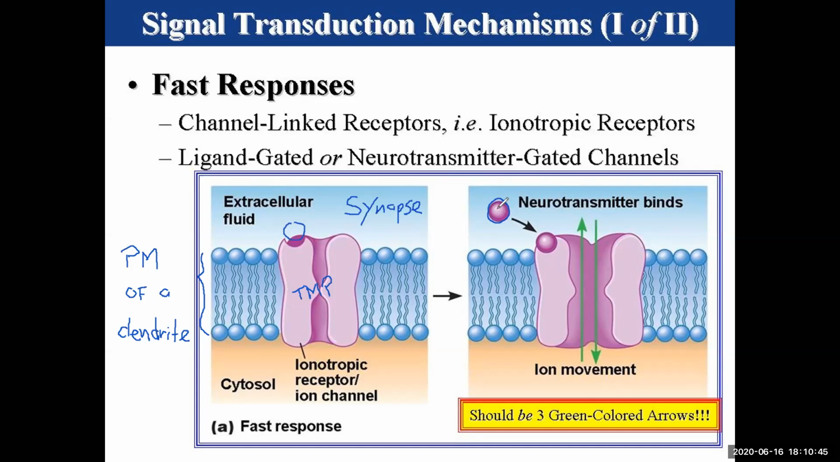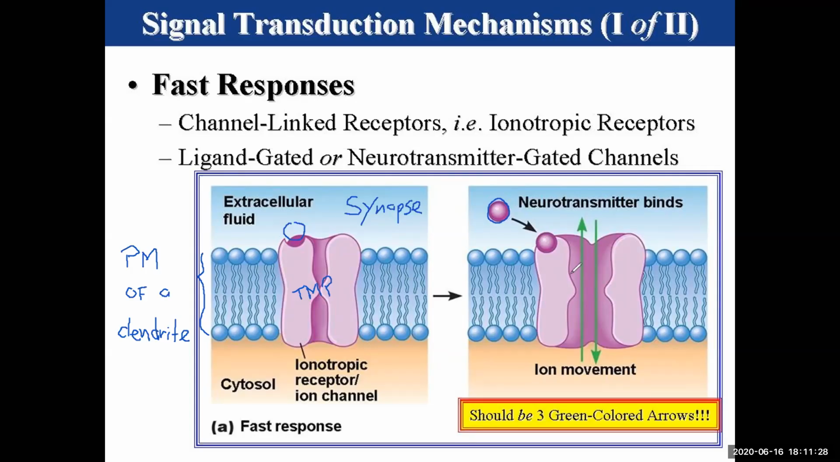So this is like the key and the receptor is a lock. So this interaction is exquisitely specific, right? Acetylcholine binds only to the acetylcholine receptor. Glutamate binds only to the glutamate receptor. Serotonin binds only to the serotonin receptor. ATP binds only to the ATP receptor. GABA binds only to the GABA receptor. Glycine binds only to the glycine receptor.